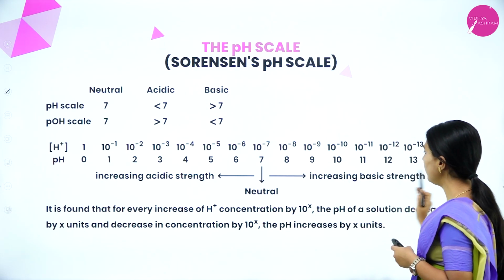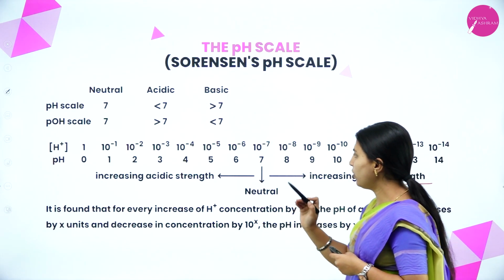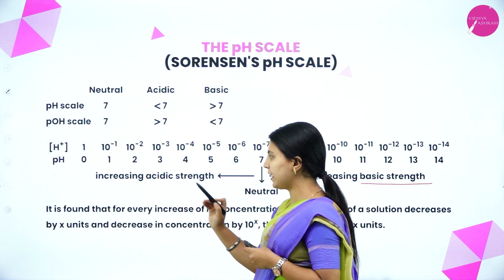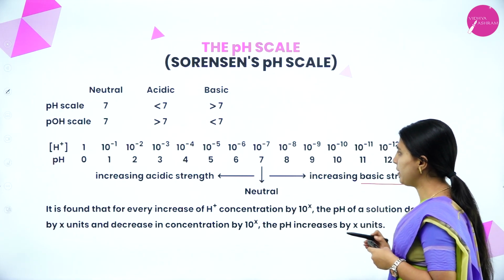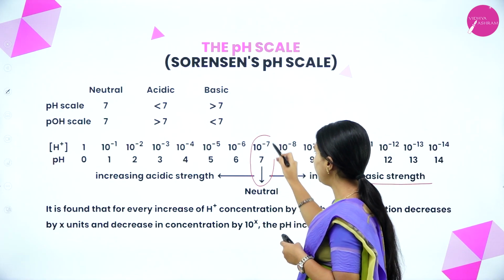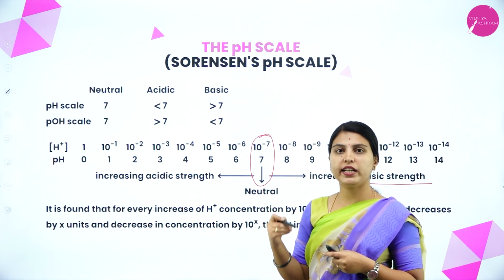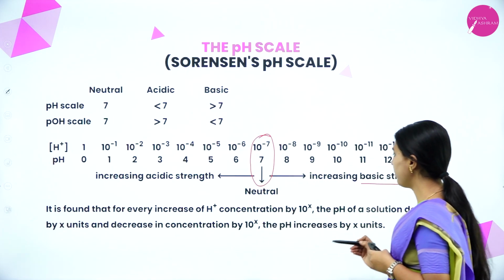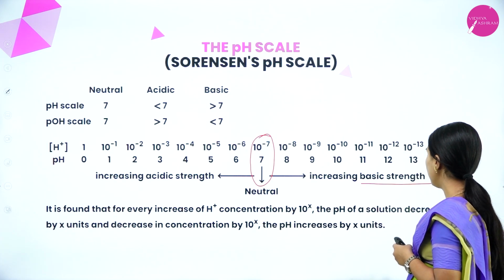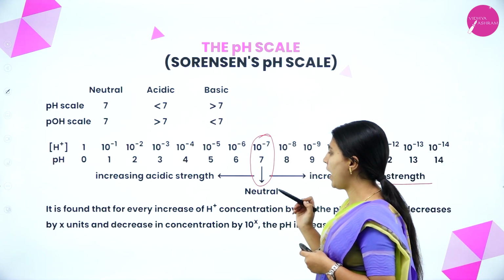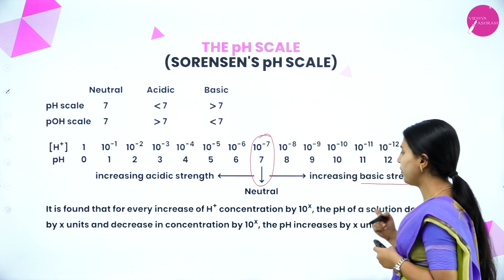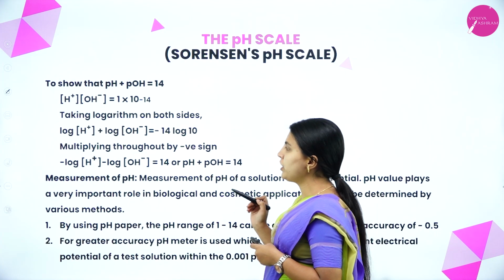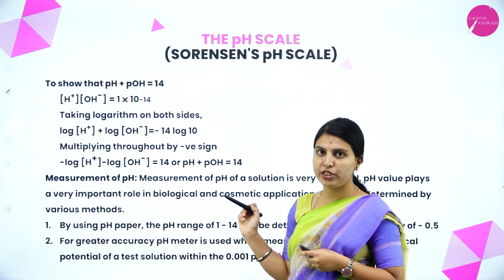From 7 to 14 increasing in basic strength. From 0 to 7 increasing in acidic strength. Okay. From here to 0 increasing in acidity. From 7 to 14 increasing in basicity. At 7 it will be neutral, which means it can act as acid or it can act as base. It is found that for every increase of H plus concentration by 10 to the power of x, the pH of a solution decreases by x units, and for a decrease in concentration by 10 to the power of x, the pH increases by x units.